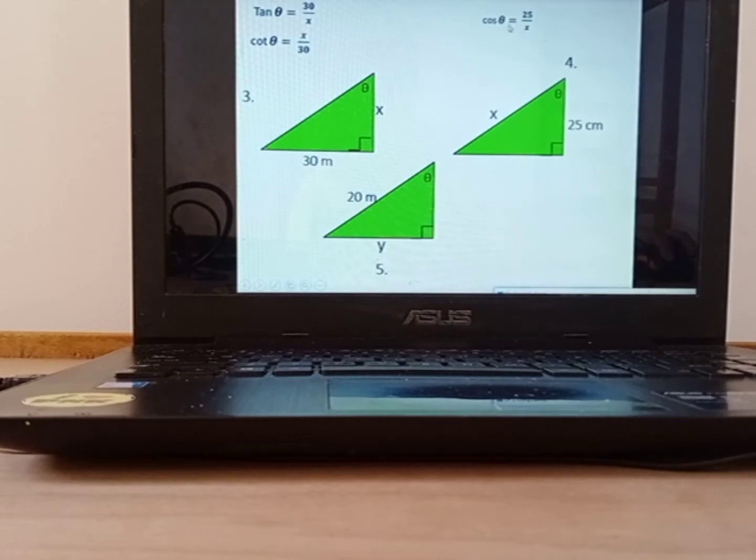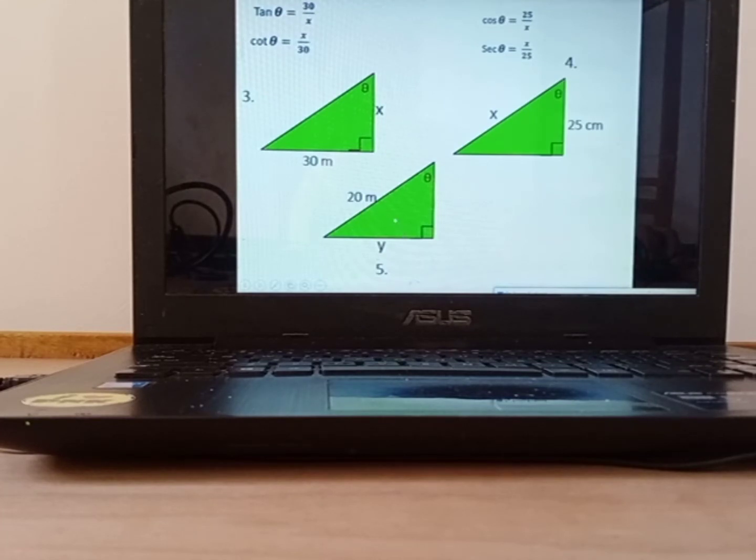And get the inverse in order to get our secant theta. So for our secant theta, we have hypotenuse over adjacent. So our hypotenuse is x and our adjacent is 25. So therefore, we have secant theta is equal to x over 25.